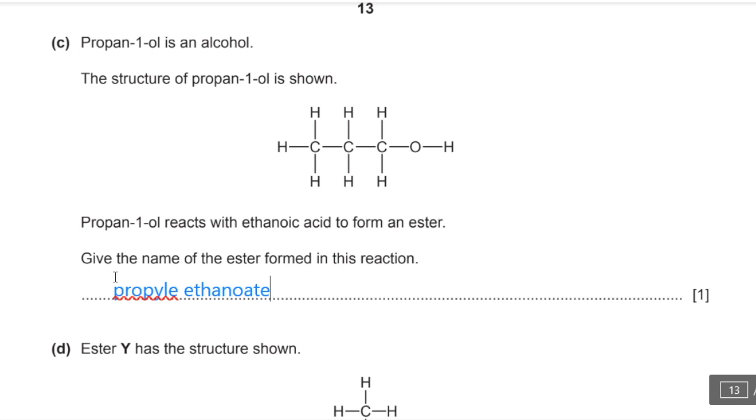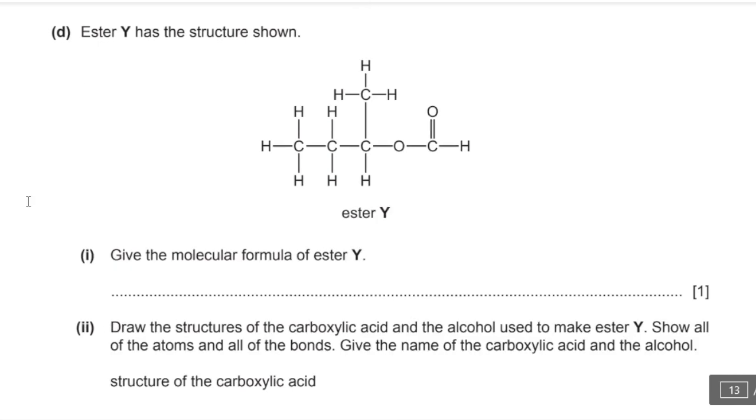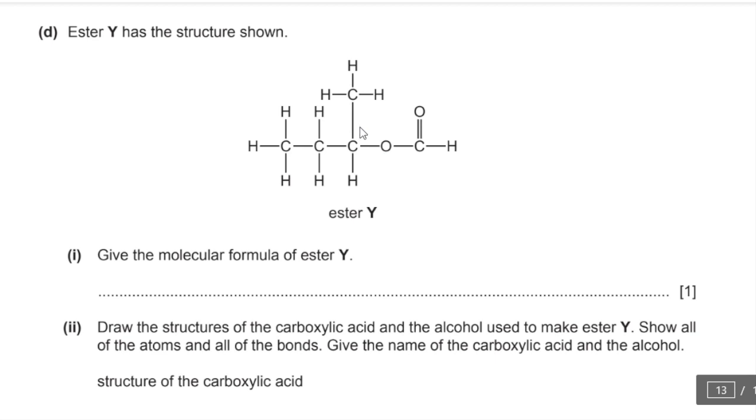The ester Y has the structure shown. 1. Give the molecular formula of the ester Y. So you write down the number of the element symbol and their total numbers, and if you count them you'd have 5 carbon atoms, 10 hydrogen atoms, and 2 oxygen atoms.